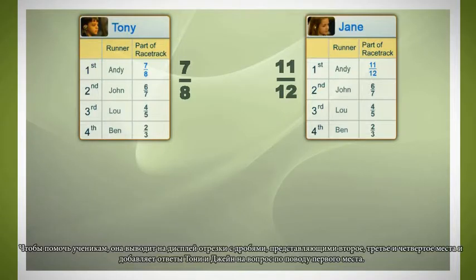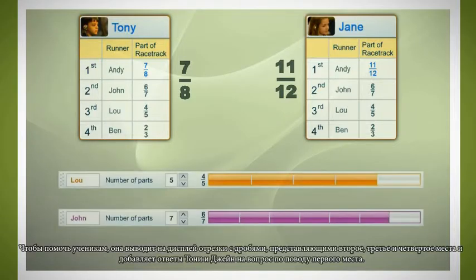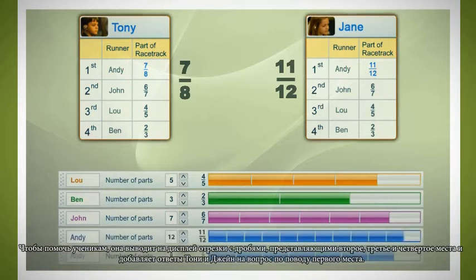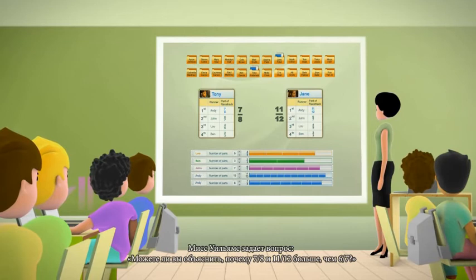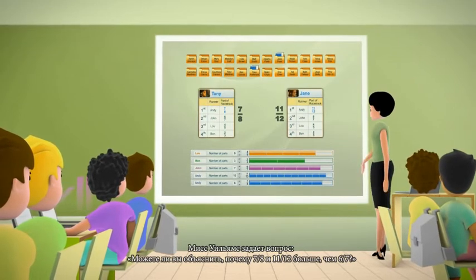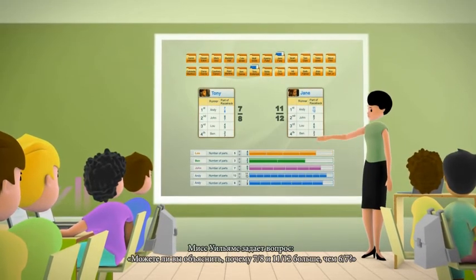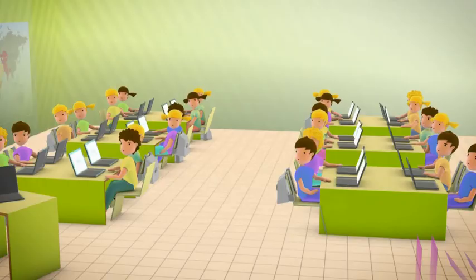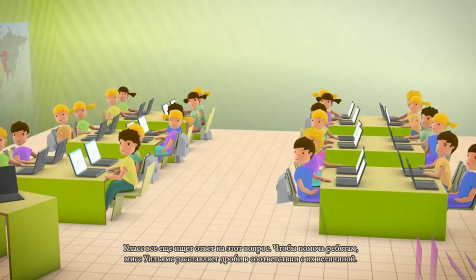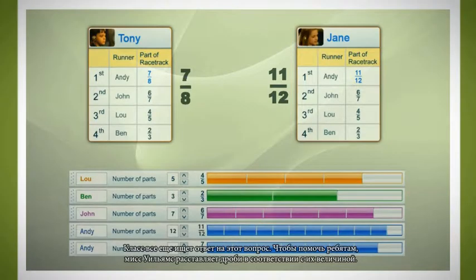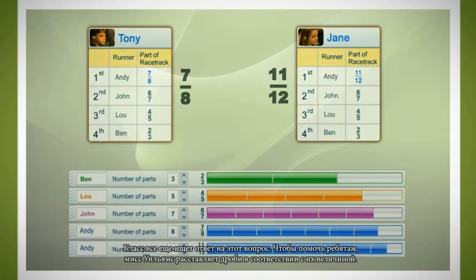To help her students, she displays the fraction bars representing 2nd, 3rd, and 4th places, and adds Tony's and Jane's suggestions for 1st place. Miss Williams asks, can you explain why 7/8 and 11/12 are greater than 6/7? The class is still struggling for an answer. To help them, Miss Williams sorts the fractions according to size.